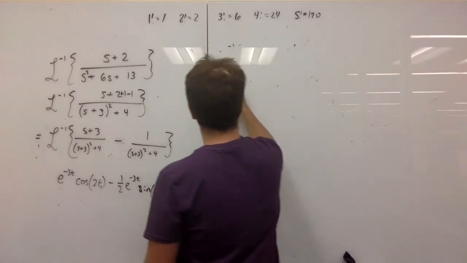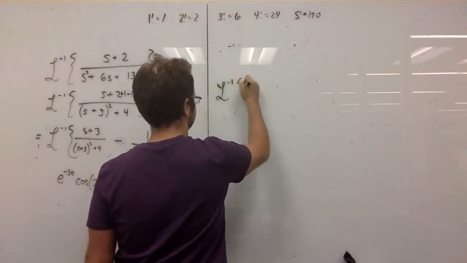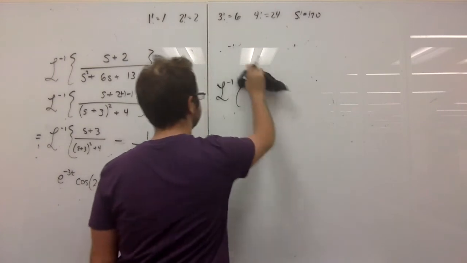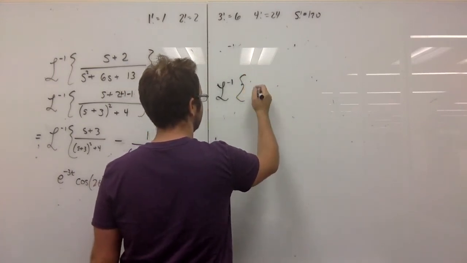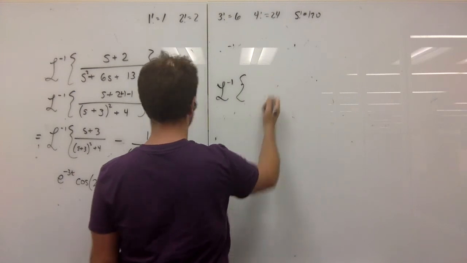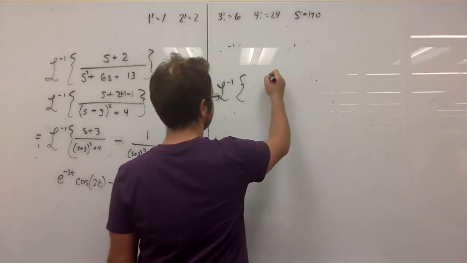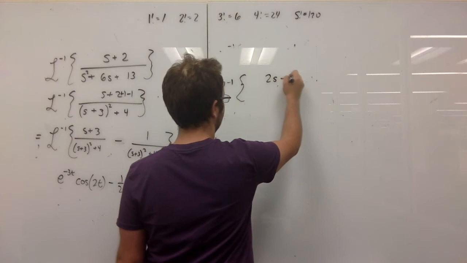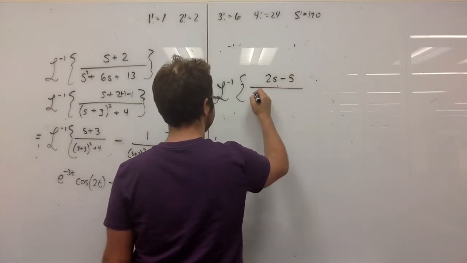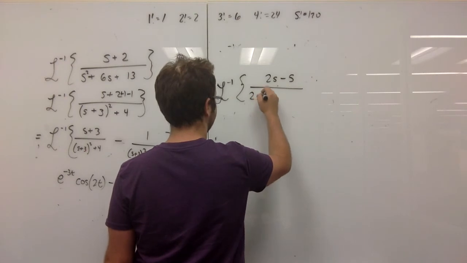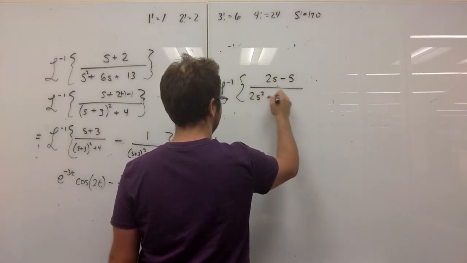Let's do Laplace inverse of (2s minus 5) over, let's make it really difficult, 2s squared plus 8s.